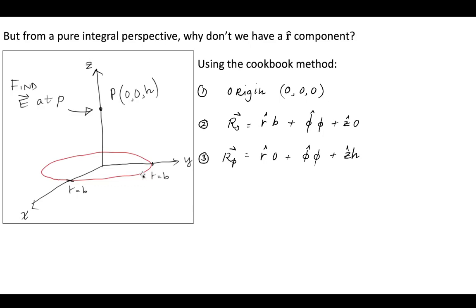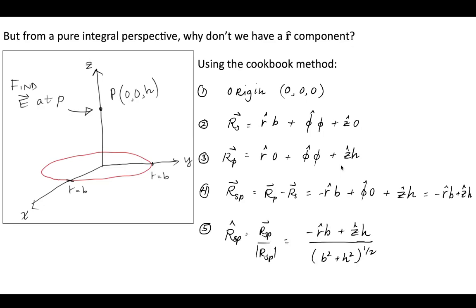Step 3, write a vector from the origin to the point of interest. So that point of interest is your point P up here on your z-axis. So we've made a vector from the origin to that point of interest. Now make a vector rsp, and you can find that by taking rp minus rs, and that's a vector that points from the source of charge to the point of interest. Now find the unit vector of that by doing this.